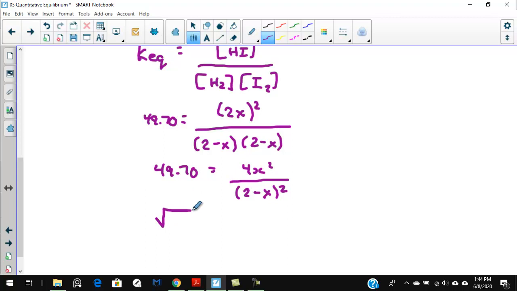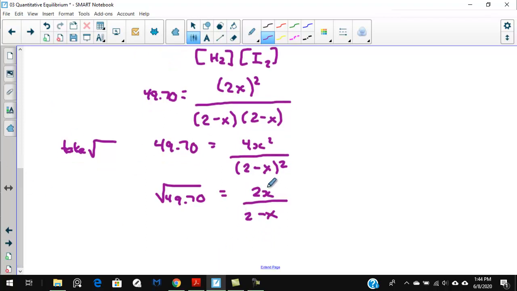So if we take the square root of 49.7 and we take the square root of this side, well, the square root of this side would just be 2x over 2 minus x. I'm just taking the square root of that whole side, taking the square root of both sides. Okay, then we get this. Now we can simply go through and solve that. We've got something that's just got some x's in it. We've lost the squared terms. And now it's just a matter of doing some rearranging and solving it.